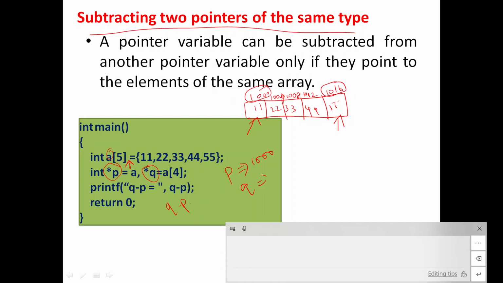When we subtract these two values, we get 16, and we know that the size of an integer is 4. So we have to divide this value by 4, and then we get the output 4. So this is the answer for this program: q minus p equals 4.